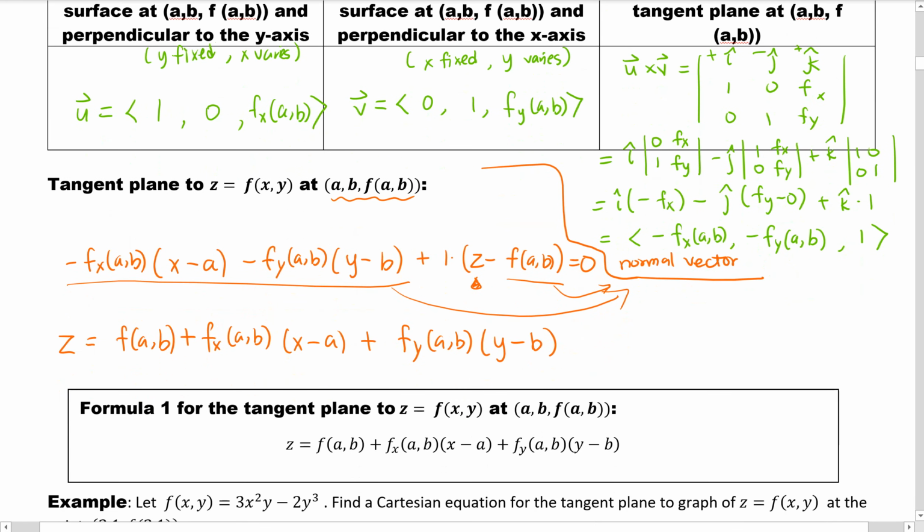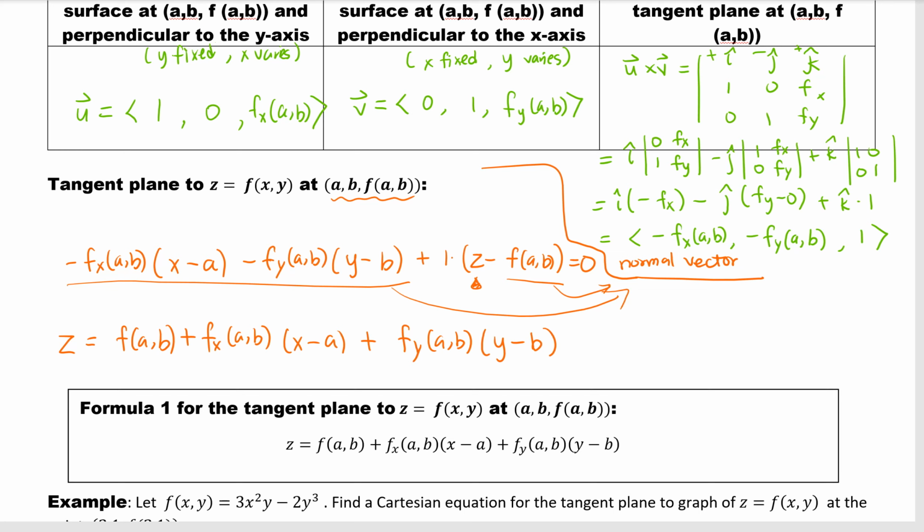So formula 1 for the tangent plane to the function z equals f of xy at the point AB, f of AB, is z equals f of AB plus partial f partial x of AB times x minus a plus partial f partial y of AB times y minus b.